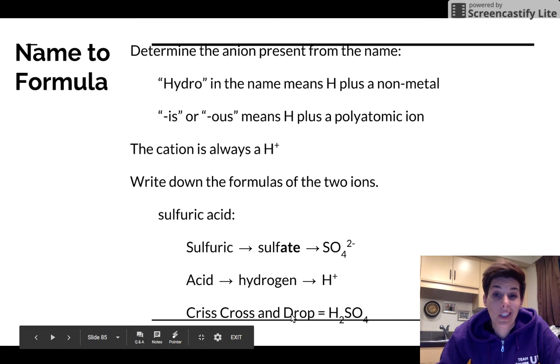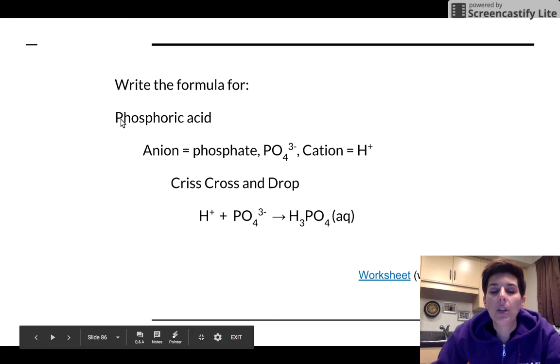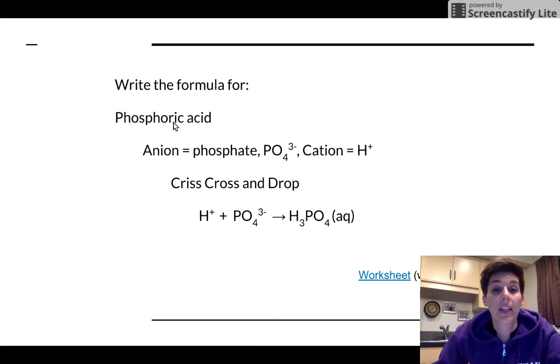So I'm just going to crisscross and drop and come up with H2SO4 because this 2 crisscrosses and drops down behind the hydrogen. I have another example that I'll show you. It might make a bit more sense. So if I want to know the formula for phosphoric acid, my anion is going to be phosphate, ATE, because when I have IC, I need to look for an ATE. So that I know is PO4 with a charge of 3 minus, while my cation is always H1 plus.